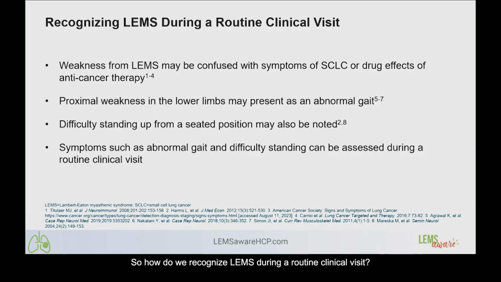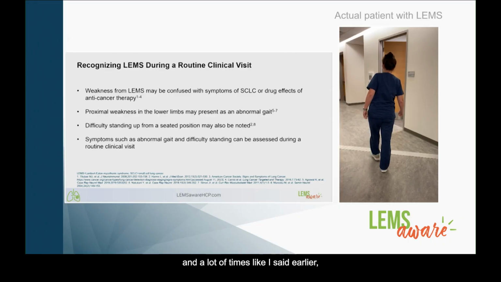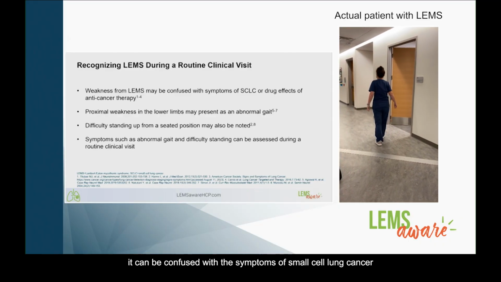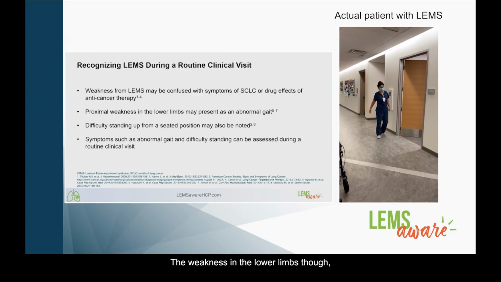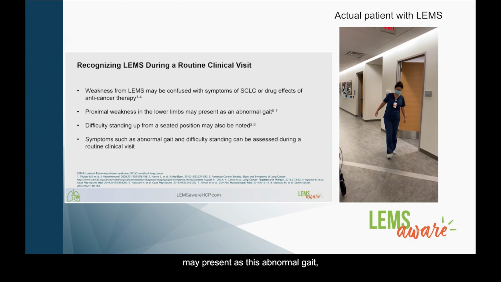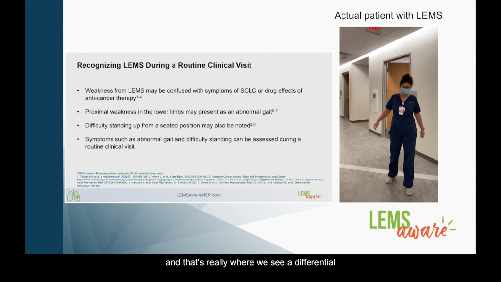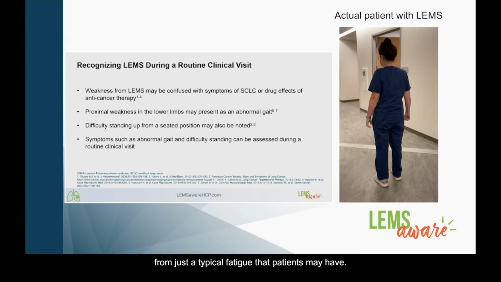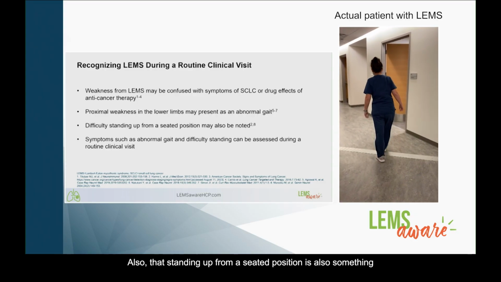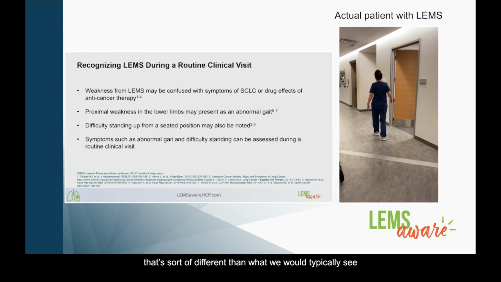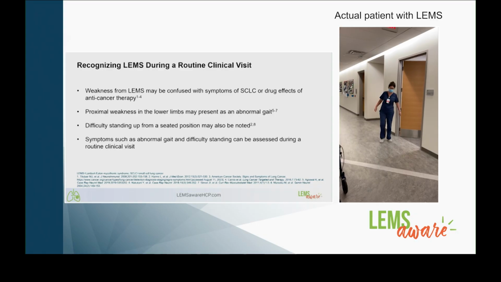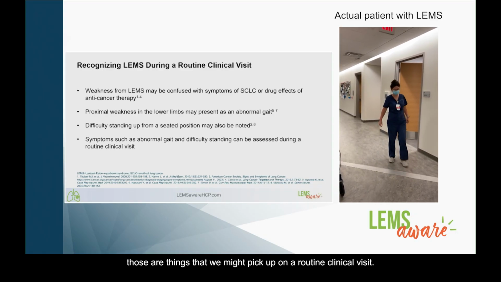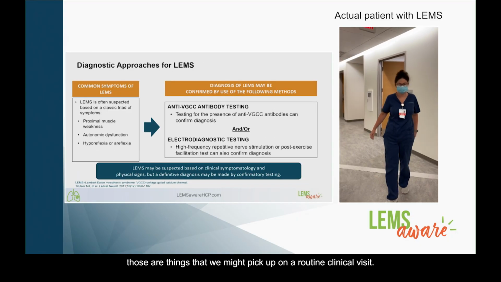So how do we recognize LEMS during a routine clinical visit? Well, the weakness is usually the first thing that we will see. And a lot of times, like I said earlier, it can be confused with symptoms of small cell lung cancer or side effects from the chemotherapy. The weakness in the lower limbs, though, may present as this abnormal gait, and that's really where we see a differential from just typical fatigue that patients may have. Also, standing up from a seated position is something that's different than what we would typically see with just a side effect of fatigue in a patient. So that abnormal gait and difficulty standing are things that we might pick up on a routine clinical visit.